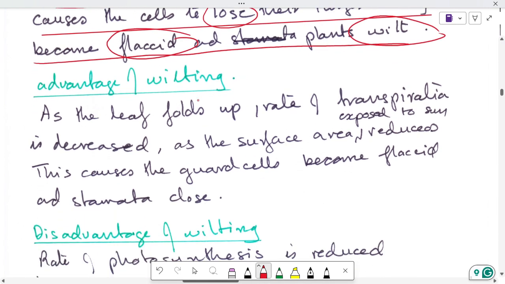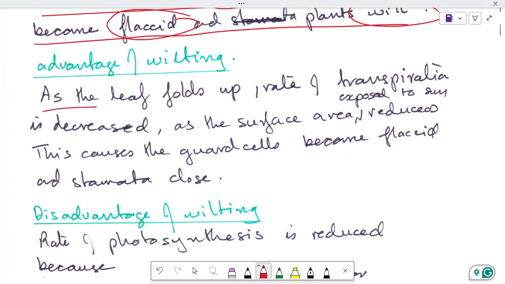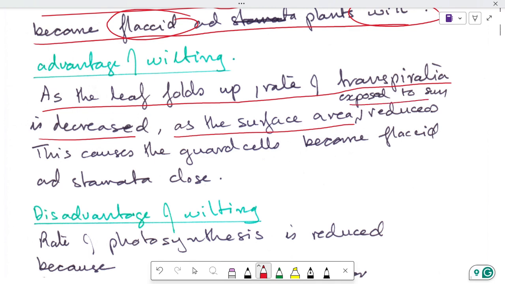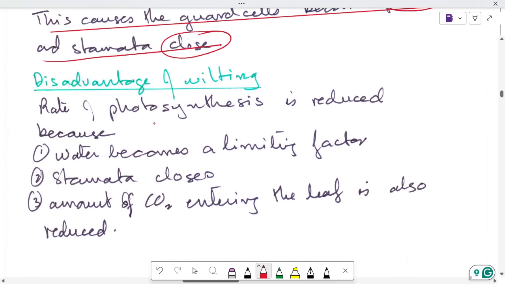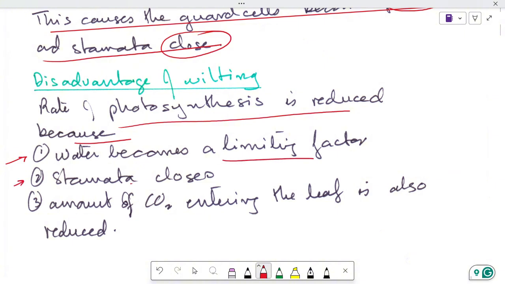Advantage of wilting is as the leaf folds up, rate of transpiration is decreased as the surface area exposed to sun reduces. This causes the guard cells to become flaccid and stomata close. And disadvantage of wilting, rate of photosynthesis is reduced because water becomes a limiting factor, stomata close, and the amount of carbon dioxide entering the leaf is also reduced.